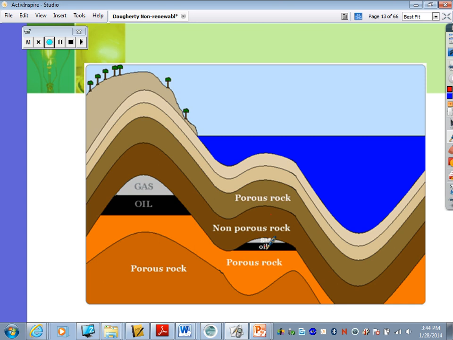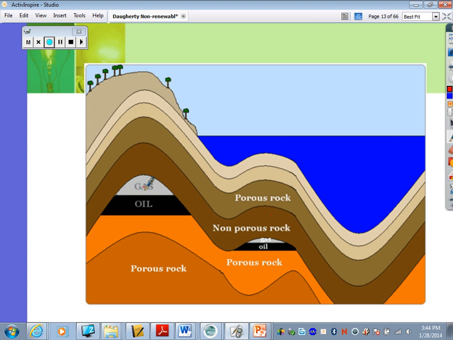And pretty much wherever you see these little oil reserves, you're going to see these pockets of gas above them. Okay, so you've got your oil below, and then you've got your little pockets of gas above, so you get oil and natural gas together. So that's how you get those two fossil fuels.